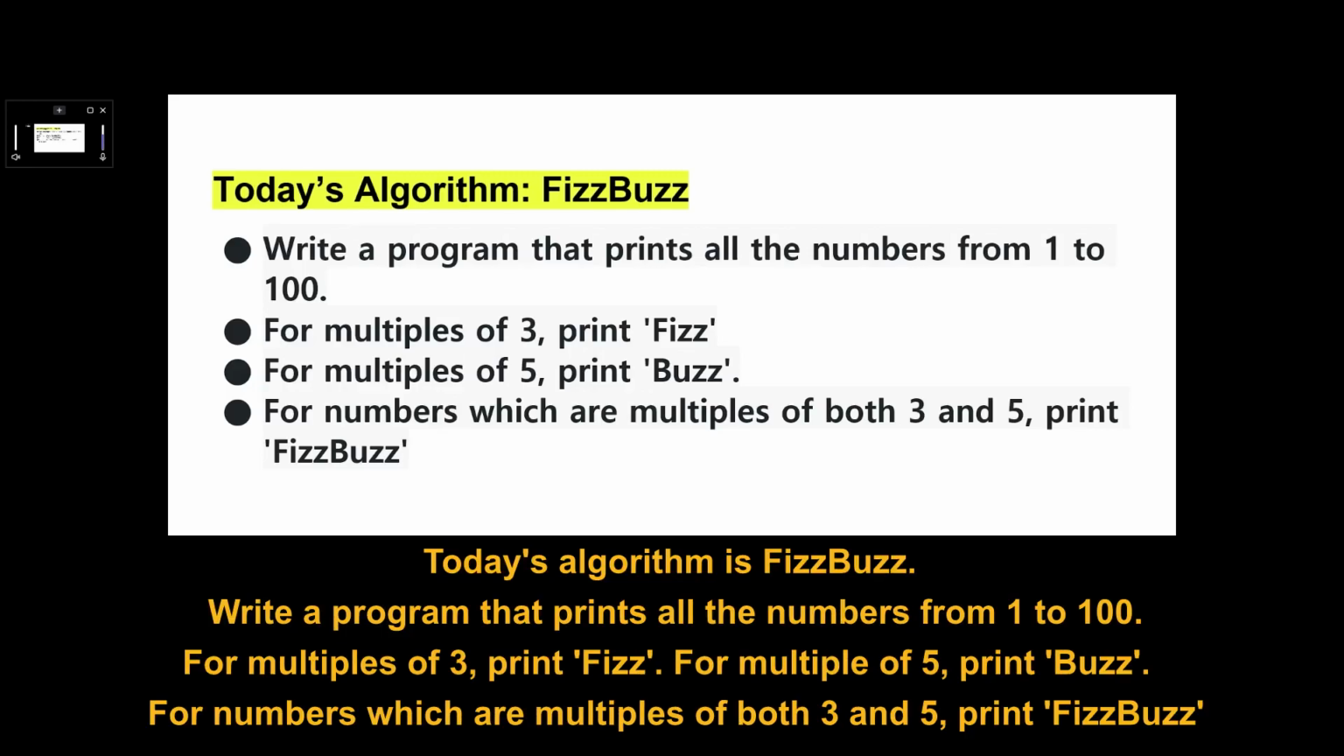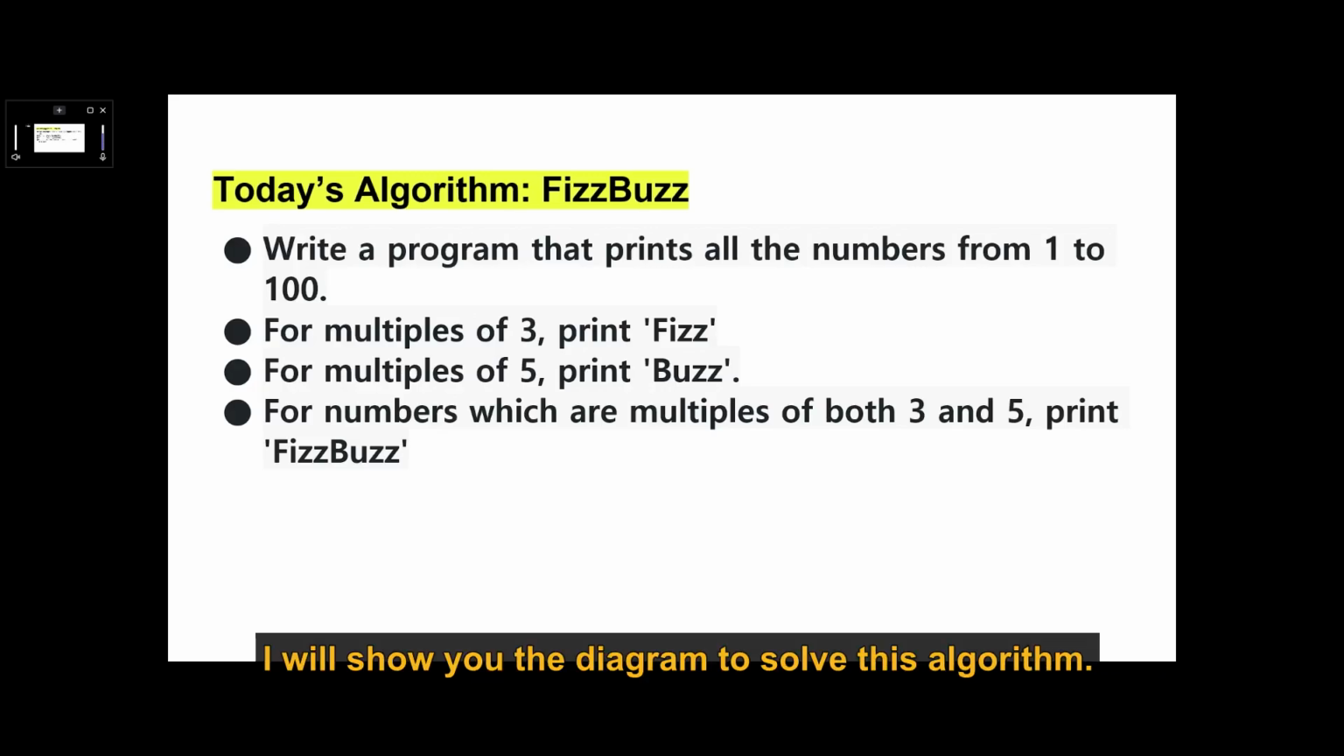Today's algorithm is FizzBuzz. Write a program that prints all the numbers from 1 to 100. For multiples of 3, print fizz. For multiples of 5, print buzz. For numbers which are multiples of both 3 and 5, print FizzBuzz. I will show you the diagram to solve this algorithm.